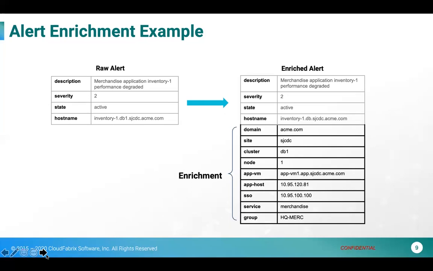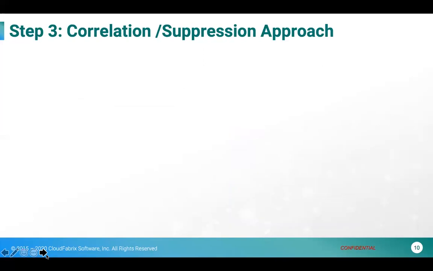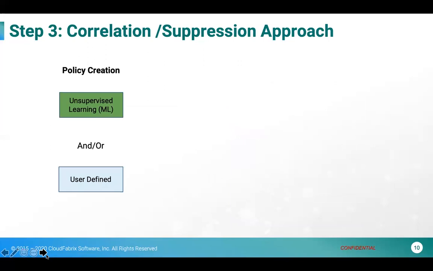Again, as I said, those are the 2 key things: asset intelligence and the ability to learn from auto data discovery the relationship between different data sources. Now I have enriched it. This is another important step, because I have to correlate. There are 2 methods I can use for correlation.